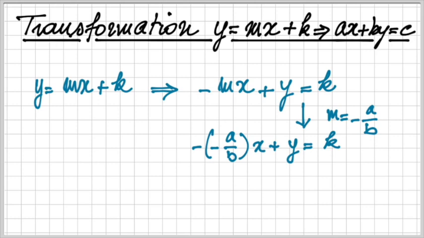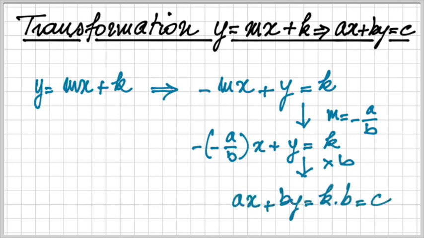The minus and the minus becomes a plus, and we multiply both sides with b. So we find ax plus by is k times b, and that is equal to c. So we have the final expression ax plus by is equal to c.